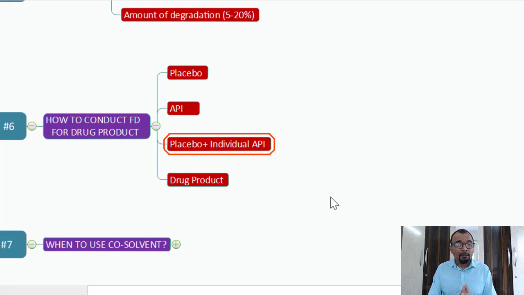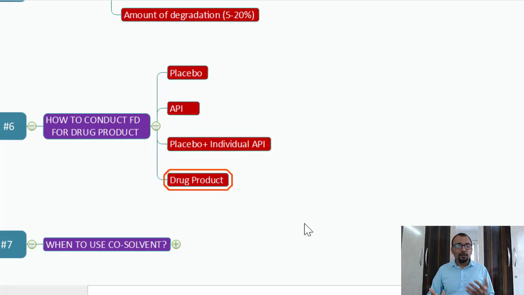This can be done by exposing the placebo and one API at a time. So placebo plus paracetamol becomes your first sample, and placebo plus aceclofenac becomes your second sample, and then the last one is the drug product itself. So prepare the sample solutions for the placebo, then individual APIs, then placebo and individual APIs, and finally the drug product. This is possible in case you have a drug product in hand. But in case of API, you will have only one sample, that is the API sample, or maybe a blank.